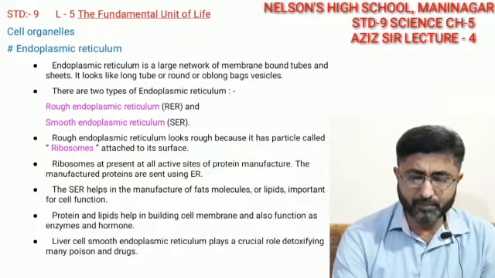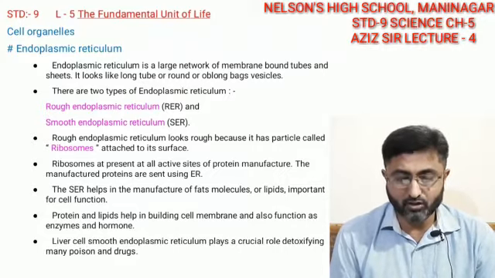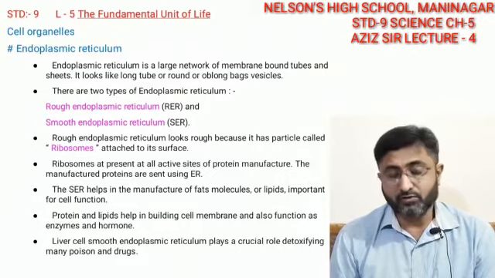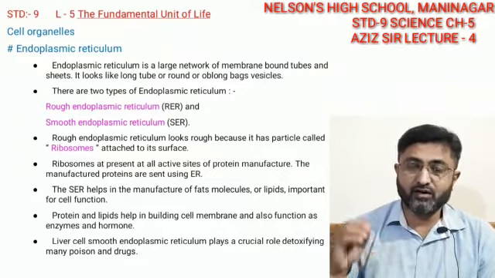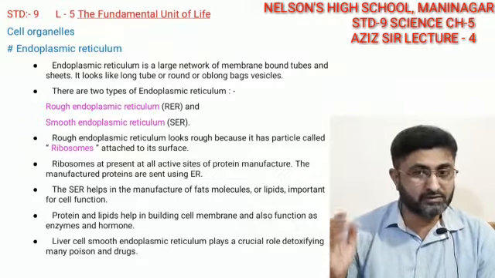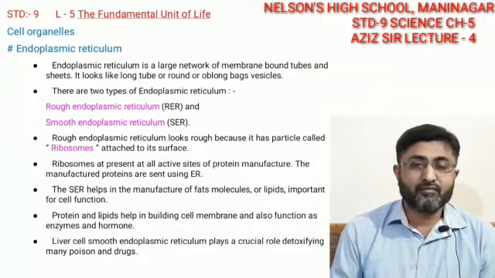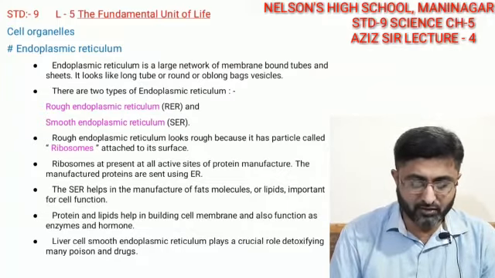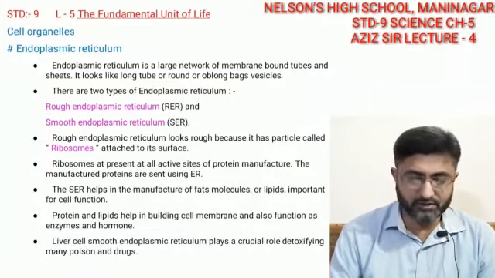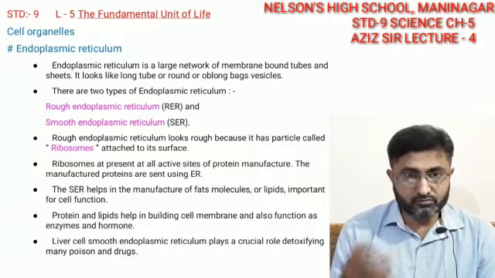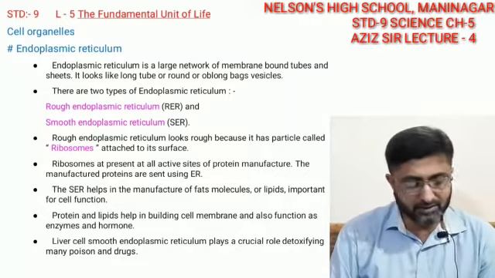Proteins and lipids help in building the cell membrane and also function as enzymes and hormones. So we were talking about proteins. What is the importance of proteins? Proteins are everything, I would say. They are enzymes, they are hormones, they are useful in the cell for many different purposes. Without enzymes, all our metabolic activities are not possible. So proteins are very helpful, and they are manufactured by ribosomes. So obviously the importance of endoplasmic reticulum increases.